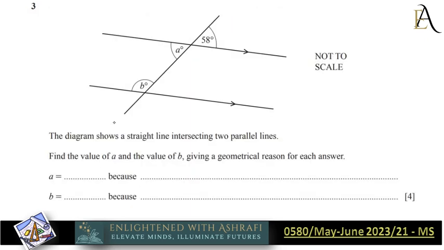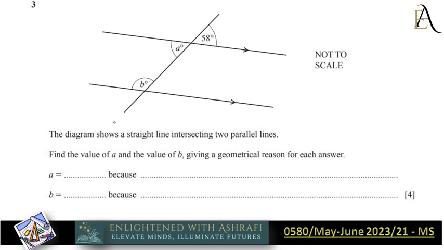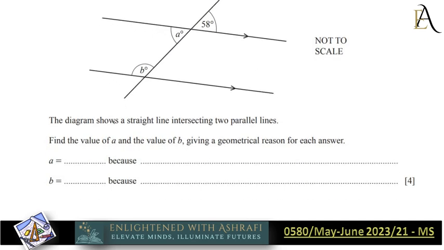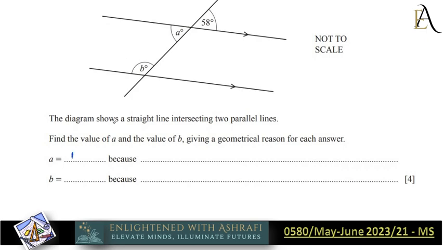Question number 3. The diagram shows a straight line intersecting two parallel lines. Find the value of A and the value of B, giving a geometrical reason for each answer. The two lines are parallel and we have a transversal with an angle 58. A is vertically opposite, so A will become 58 degrees. The reason is vertically opposite angles.